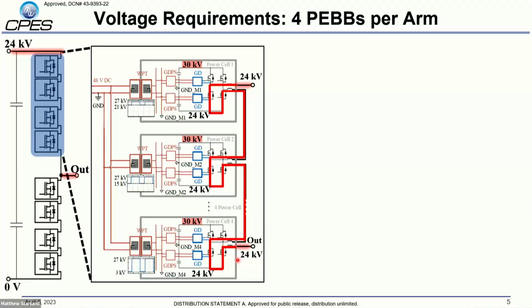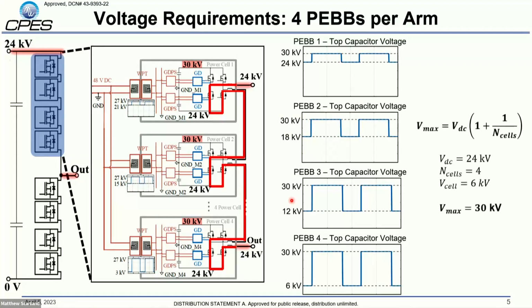Looking at what we need to consider for the voltage level for our insulation, we want to consider the worst case operating state. This represents one of our PEBs, or one of our power cells. We have several of these in series. In this case, we're going to have 4 in series. The differential voltage inside of the cell is always 6 kV. It always blocks 6 kV.